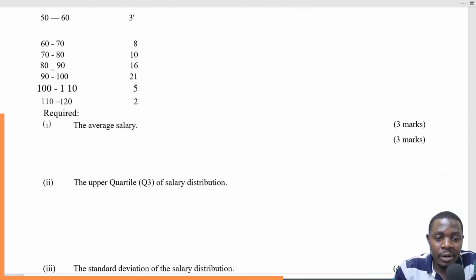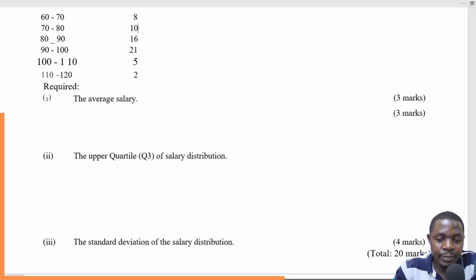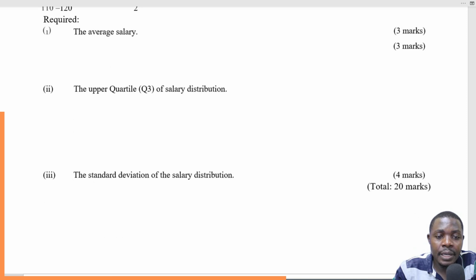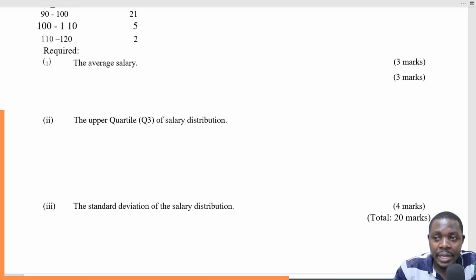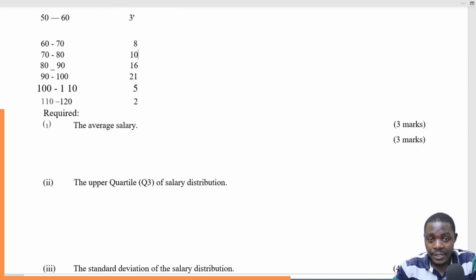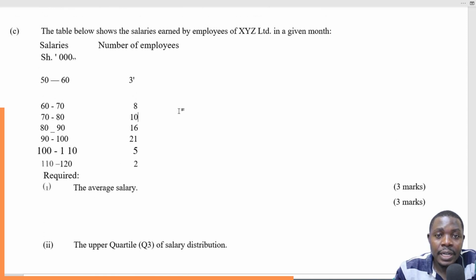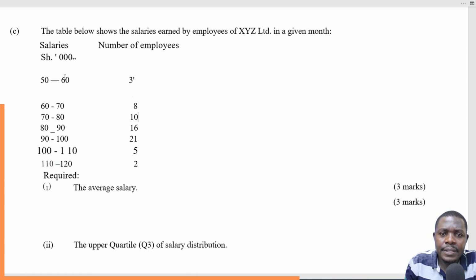Now we are asked to calculate the average salary. Roman 2, we are meant to calculate the upper quartile of the salary distribution. Then Roman 3, we calculate the standard deviation of the salary distribution. I'm just going to use the data that we have here, extracting it for ease. These frequencies are going to be my F, frequency. Let me just draw this.